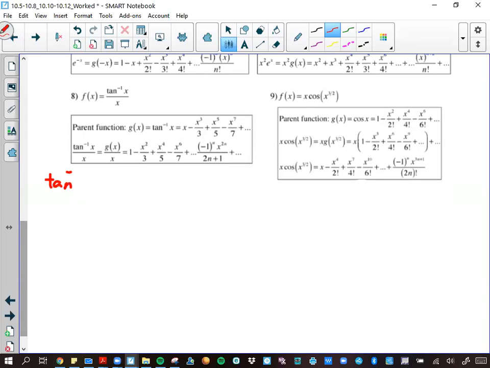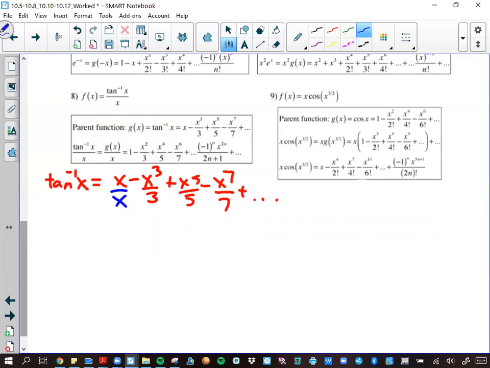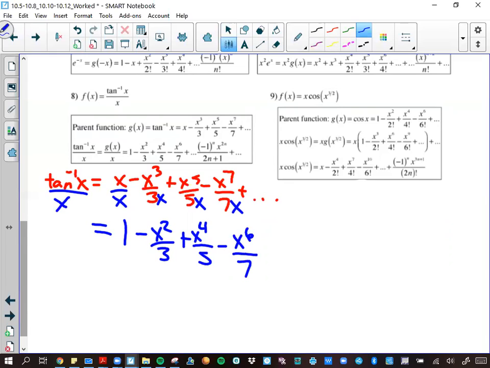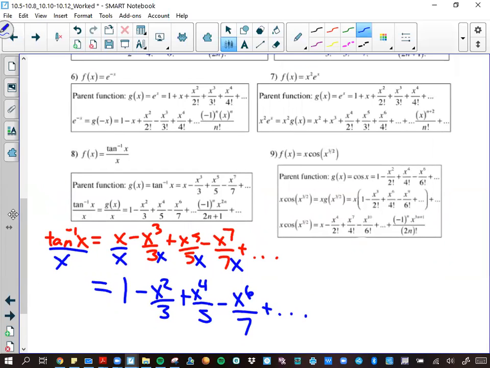So you could take here, we have arctangent of x is equal to x minus x cubed over 3 plus x to the 5th over 5 minus x to the 7th over 7 plus dot, dot, dot. And we could just divide every single one of these terms by x. And so this would end up being 1 minus x squared over 3 plus x to the 4th over 5 minus x to the 6th over 7 plus dot, dot, dot. Right? There you go. Okay, and then this one is just a combination of multiplying by x and then replacing all the x's for cosine with x to the power of 3 halves. Okay? Any questions on this? Okay.